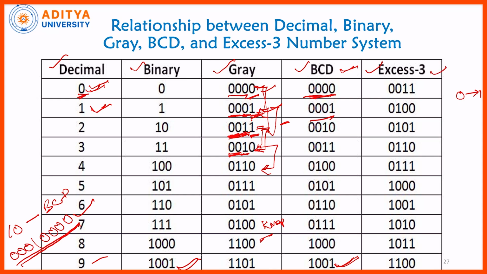Coming to XS3, this is simple again. Decimal 0, so 0 plus 3 is equal to 3, and 3 is the binary value. That means XS3 means plus 3. For every decimal value we simply add 3. So 3 plus 3 is 6, and the binary representation of 6 is this one. Likewise 5 plus 3 is 8, and this is the binary representation of 8. That means it is simply the binary representation with an increment of 3. This is the XS3 system.